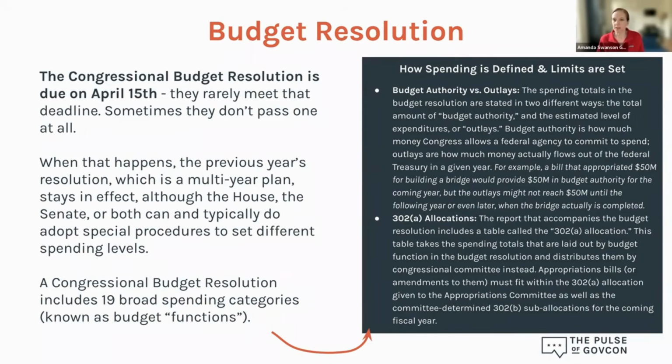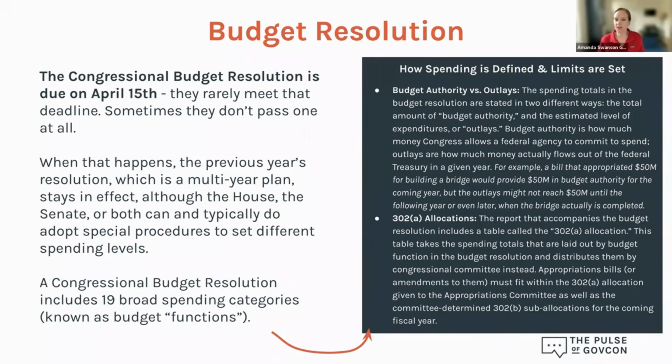Defining the difference between authority and outlays. Authority is how much an agency will be allowed to spend. Outlays are how much they actually spend. So in the example provided here, if a bill appropriates $50 million to build a bridge and it gives $50 million in budget authority for that coming fiscal year, it's unlikely that those $50 million will actually be outlaid in that fiscal year. It's likely to extend maybe 2-3 years in the future. So it's simply a difference of what's been allowed versus what's actually been spent.